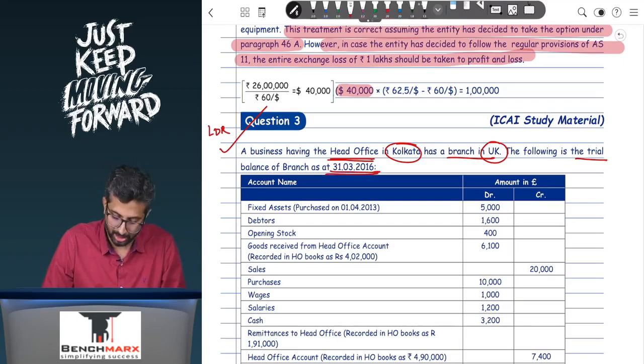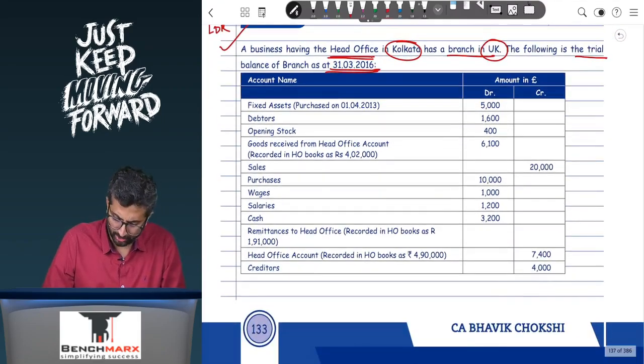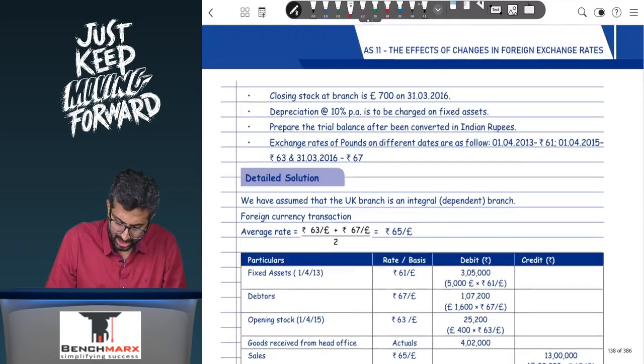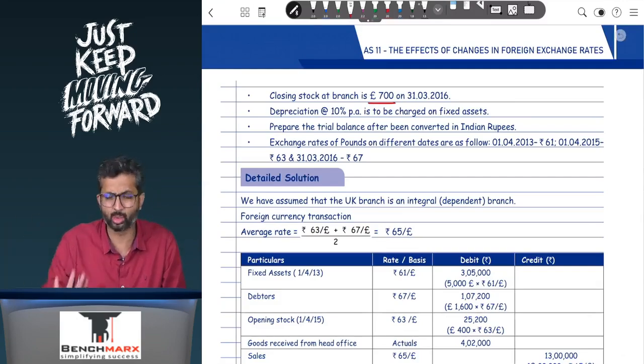So given the trial balance on 31st March 16, a lot of these items are given, and then on the next page, closing stock at the branch was 700 pounds. This is an adjustment, it is outside the balance sheet, so you will convert it separately. Depreciation at 10% to be charged on the fixed asset. Again, it is an adjustment.